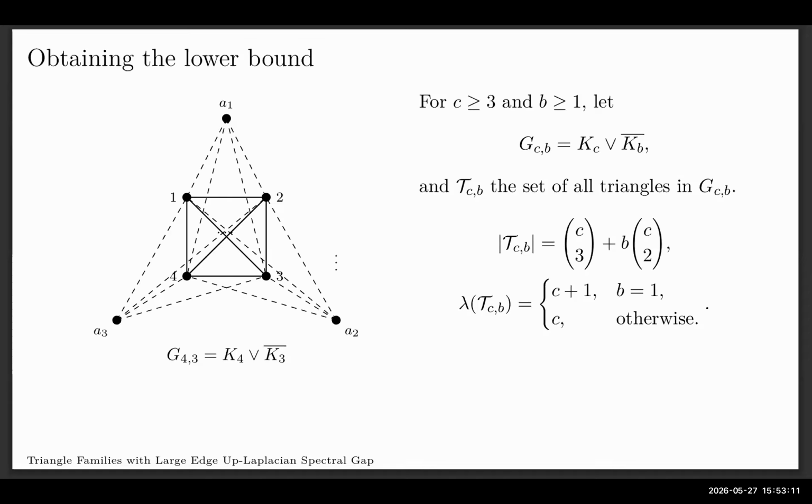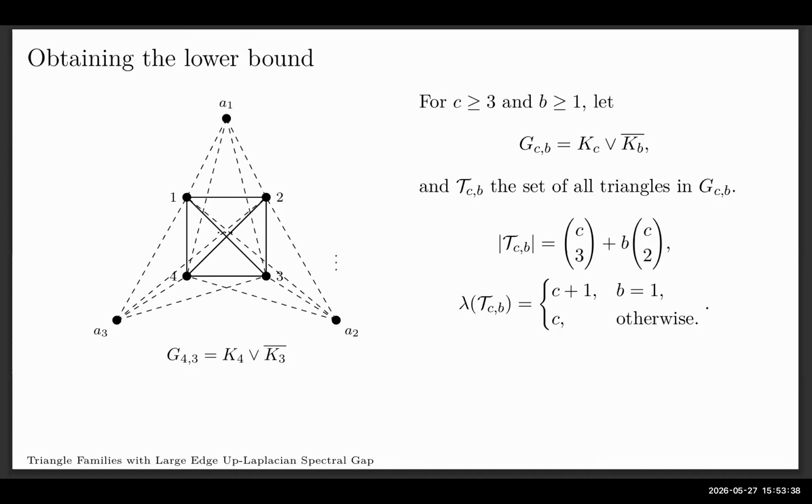Using elementary linear algebra, you can prove that the spectrum of the triangle down matrix that you get out of this triangle family has exactly 3 eigenvalues: 0, C, and B, assuming B is not equal to 1, because then you get another big clique. And so basically, it gives you a triangle family whose lambda is about 1/3 at the bottom.